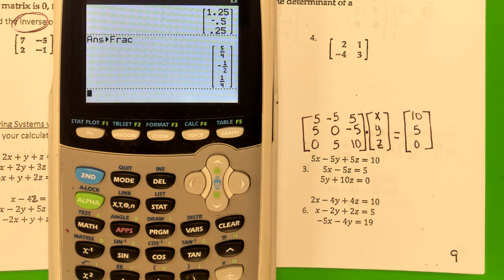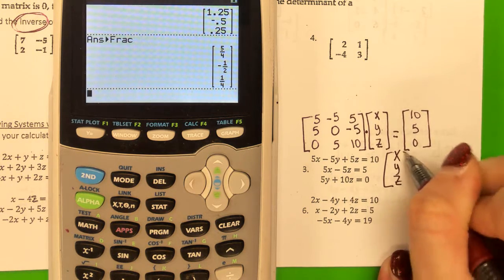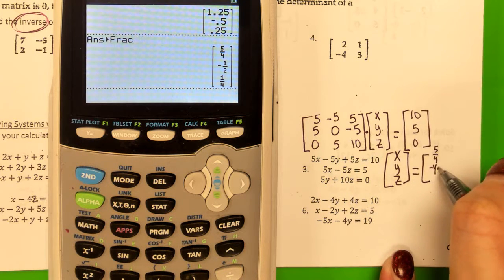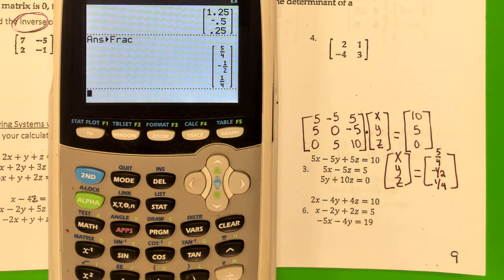Are y'all okay? All right, so here's how you write your answer. You ready? You write your answer as matrix XYZ is equal to matrix 5/4, -1/2, and 1/4. Okay, does that make sense?